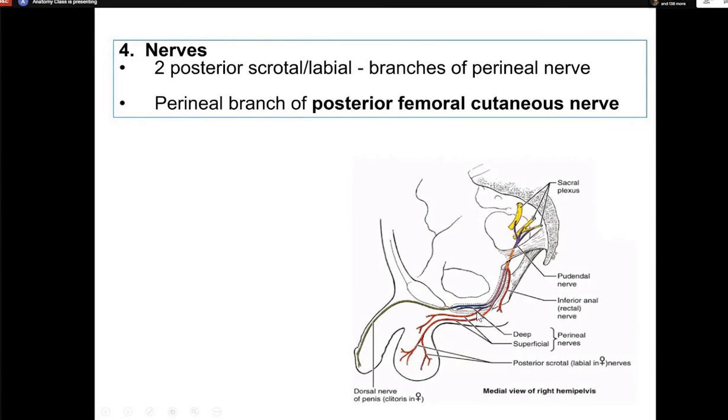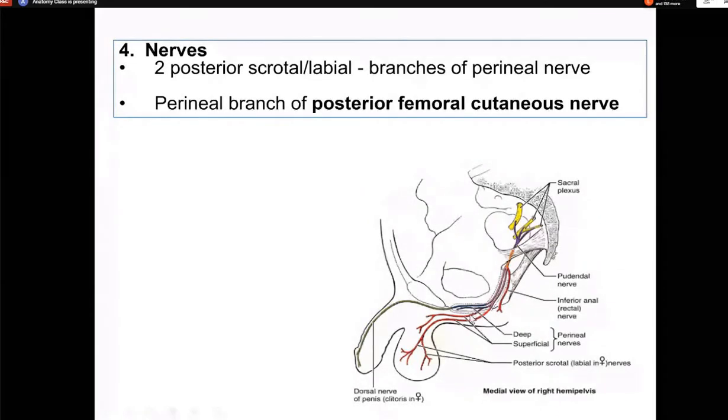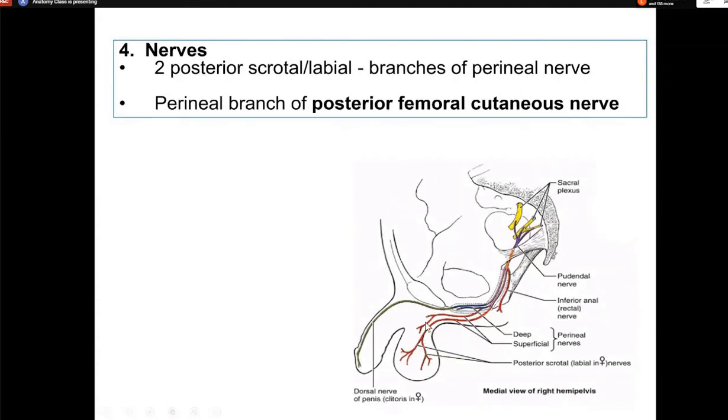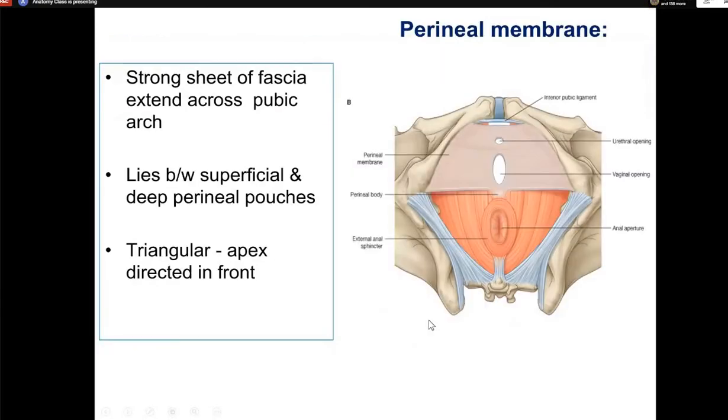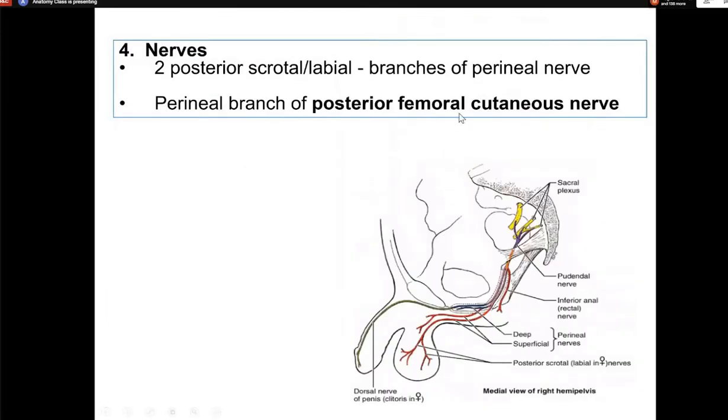The perineal nerve will be further divided into deep and superficial. The superficial is the cutaneous nerve, whereas the deep is the motor nerve. This cutaneous nerve will continue as the posterior scrotal or labial nerve. These two posterior scrotal or labial nerves, which are branches of the perineal nerve, are the content of the superficial perineal pouch. Apart from this, we also have the perineal branch of the posterior femoral cutaneous nerve. So these are all the content of the superficial perineal pouch.